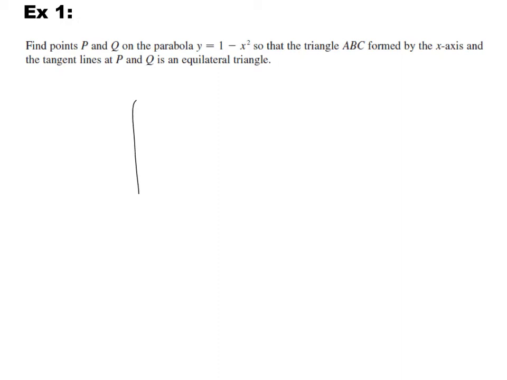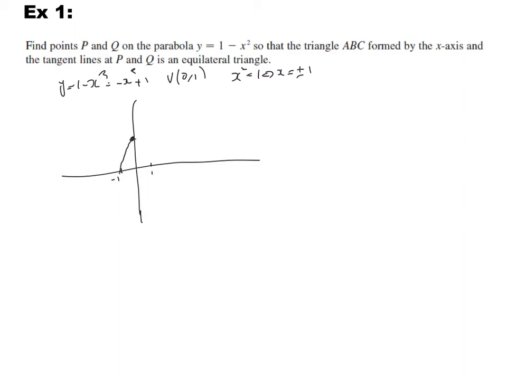So let's just draw this parabola. Our parabola is y equals 1 minus x squared, which is the same as negative x squared plus 1. So this says that the vertex is at (0, 1). So the vertex is here. Now the x-intercepts are when y is equal to 0, so x squared is equal to 1. So from here we get x is plus or minus 1, which are going to be points here.